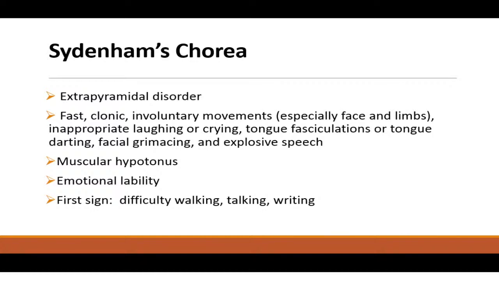More often, of course, we see it in children, and maybe a teacher of this child can tell his parents that something is wrong with his behavior, and it can be due to Sydenham chorea. There can also be muscular hypertonus, some signs of emotional lability, and as a first sign in children there can be difficulty walking, talking, and writing.